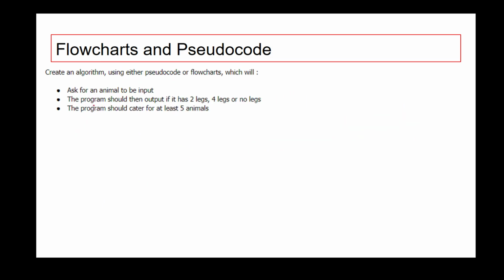And here we've got ask an animal to be input. The program should then output if the animal has 2 legs, 4 legs, or no legs. The program should cater for at least 5 animals. And I can either use pseudocode or flowcharts. So in this video, I am going to use pseudocode because I prefer using pseudocode personally. But if you want to use flowcharts, be my guest.